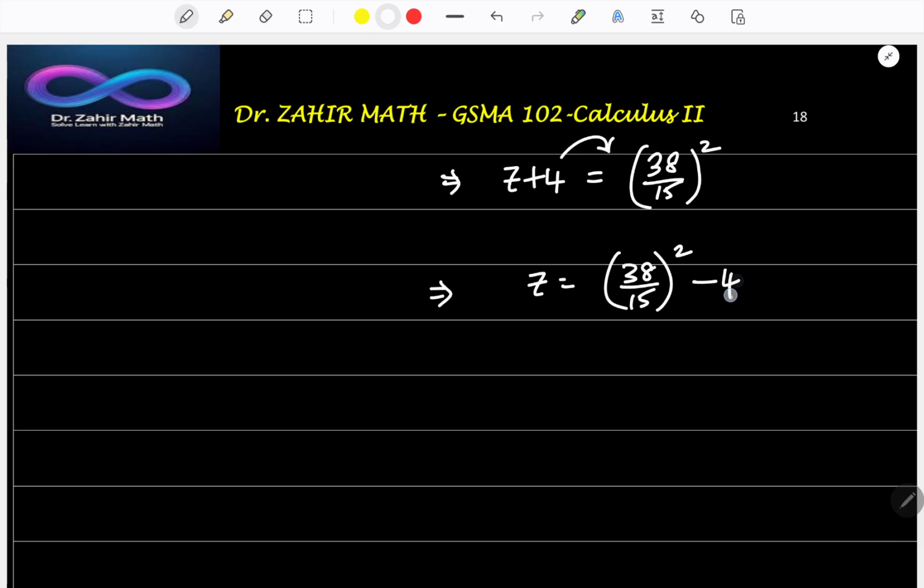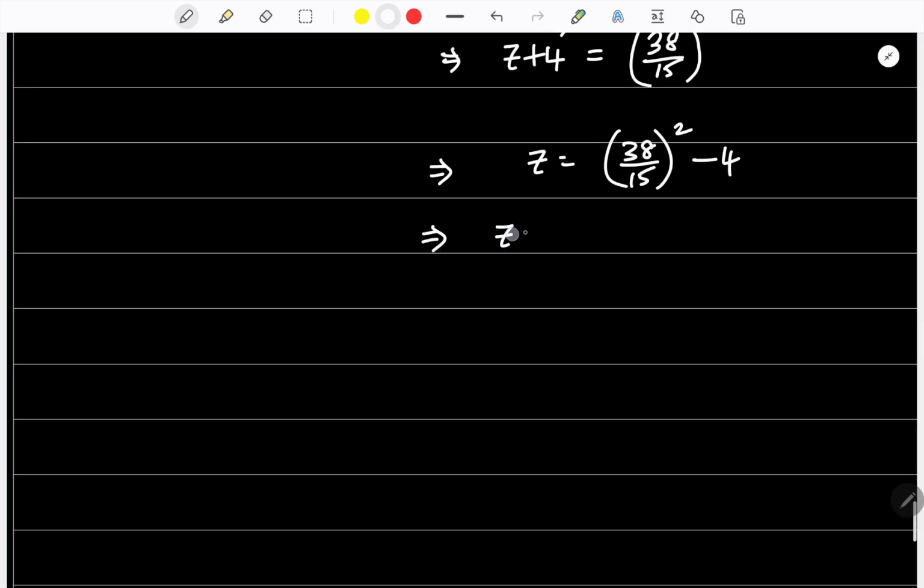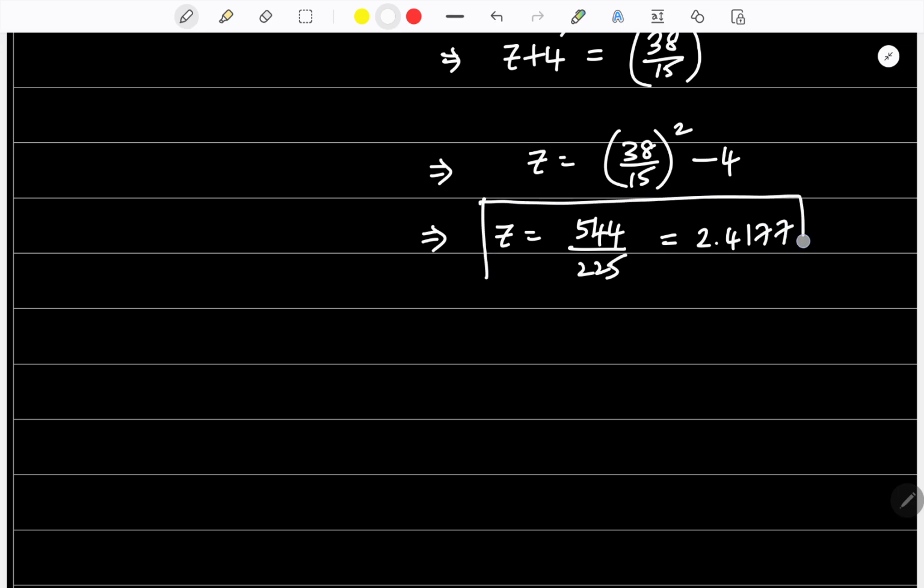This 4 comes to that side, minus 4. So z is equal to, let me put it in the calculator. Bracket open, fraction mode, 38 divided by 15, bracket close, and then square, and then minus 4, which is equal to 544 divided by 225. I cannot guess what this is, so I need to convert it into a decimal, which is 2.4177. This is your z value.